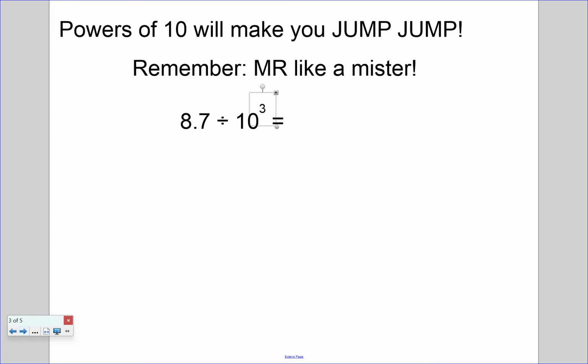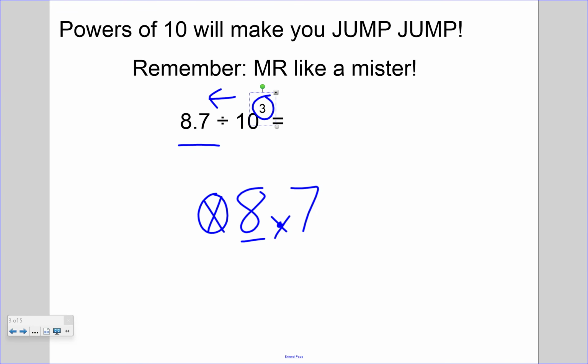All right, here's another example. We're going to start with 8 7/10. That decimal point won't be there. This problem can get tricky, so pay attention. That division symbol, remember MR like a mister, division is going to go to the left, and we're going to jump over 3 digits. Well, when I look to the left, I only have 1 digit to jump over. I need to create 2 more digits. Well, we know what we're going to do: we're going to annex some zeros.